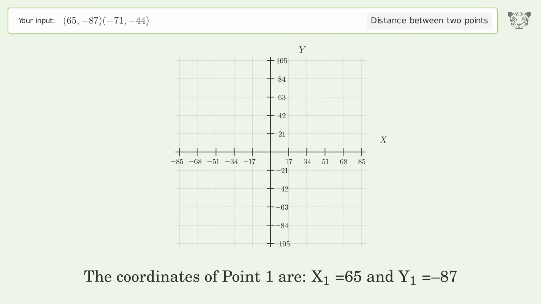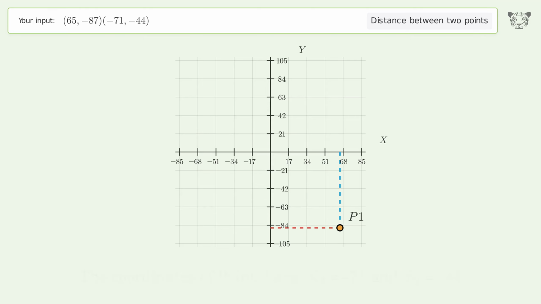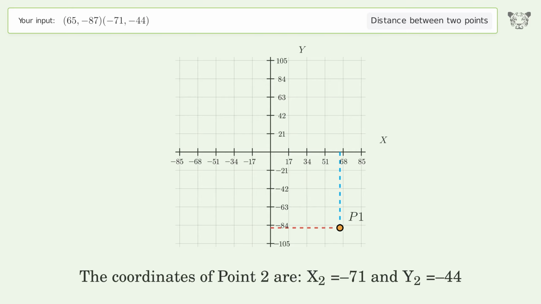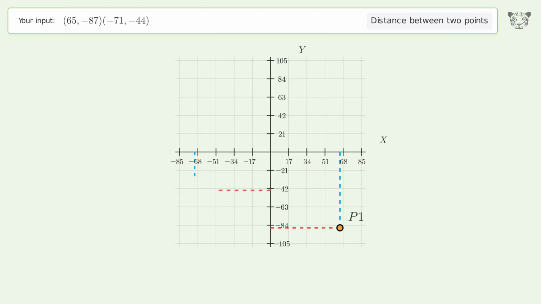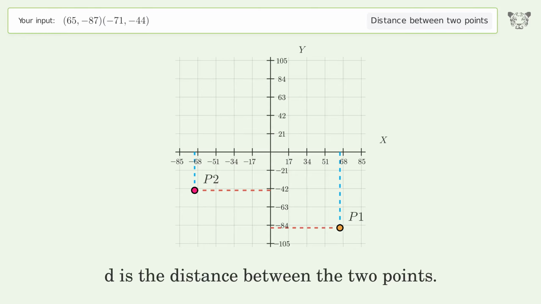The coordinates of point 1 are x1 equals 65 and y1 equals negative 87. The coordinates of point 2 are x2 equals negative 71 and y2 equals negative 44. D is the distance between the 2 points.